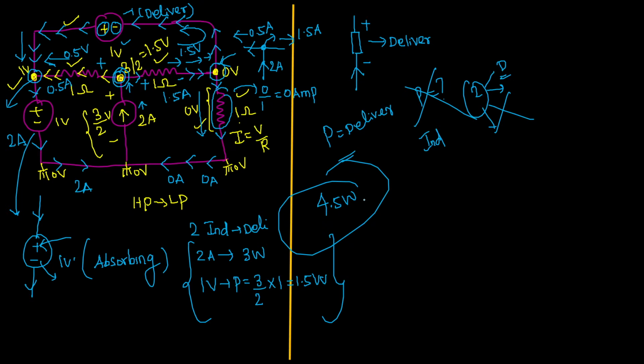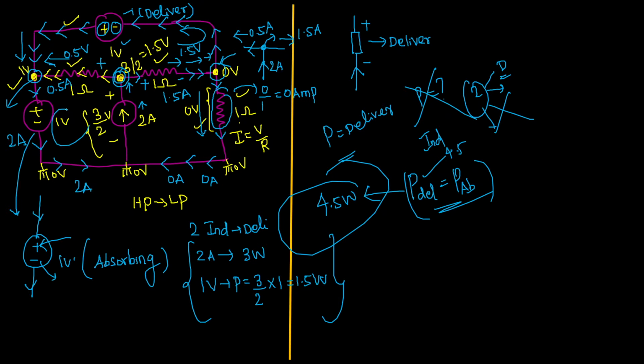Now the next thing you can cross check: I have identified the power delivered by the source. We know it will be equal to the power absorbed by the loads. Energy cannot be created and it cannot be destroyed. So the power delivered by the source is 4.5 watt. Now you have to cross check the power absorbed by the loads.